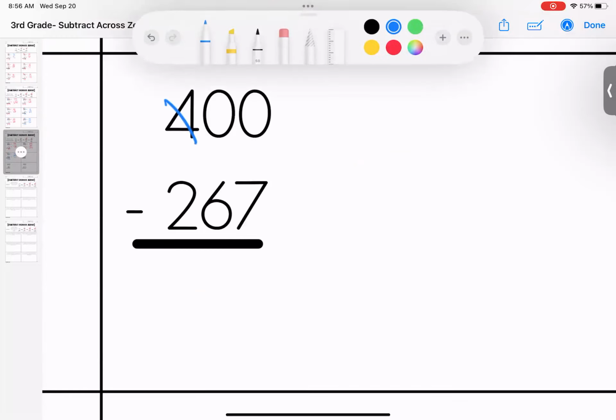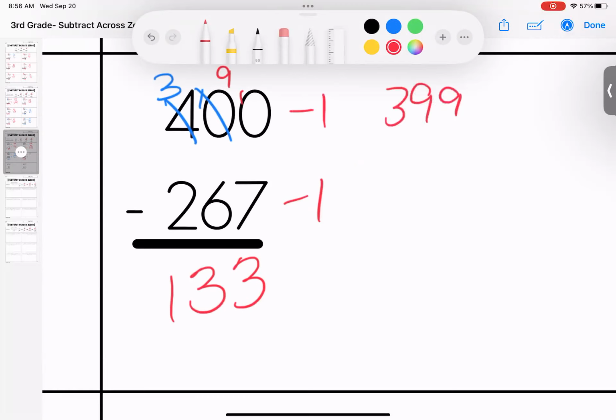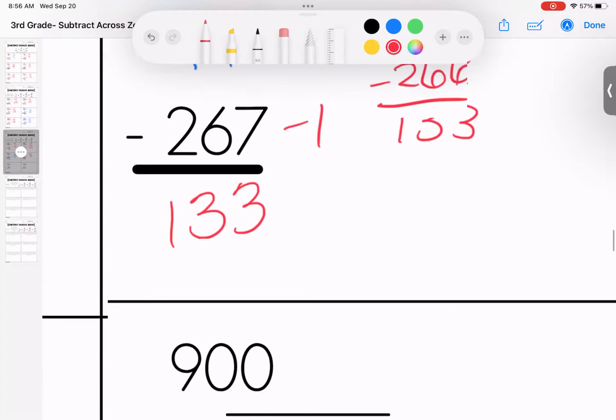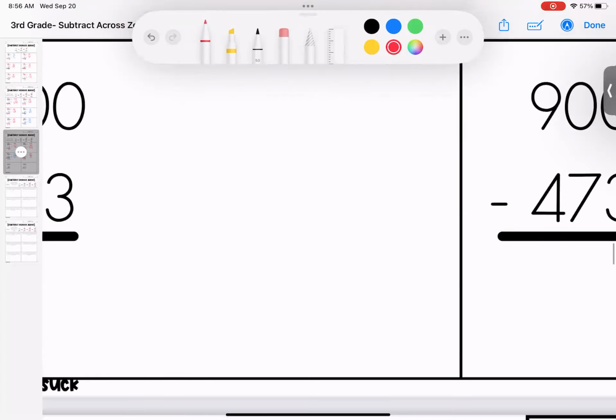4 is a 3. 0 is a 10. Well, let me change my color. 10 is a 9. 0 is a 10. 10 take away 7 is 3. 9 take away 6 is 3. 3 take away 2 is 1. Or 399 take away 266. Same distance, same answer.